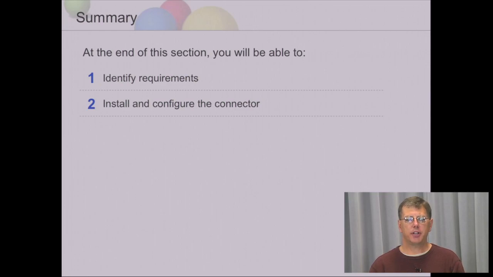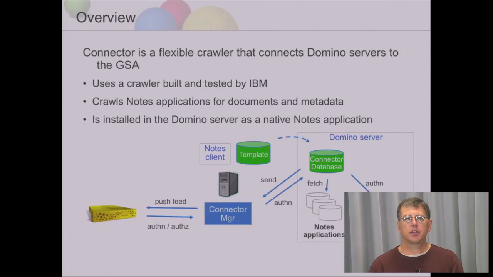So we've covered how to identify the requirements for your connector and then showed you how to set up and configure it. Remember, you're going to do some additional configuration of your Domino servers. You will run the Connector Manager installer on a separate workstation. This will create your template file for creating the connector database. Then you'll use the Lotus Notes client to install the connector database into the Domino server.